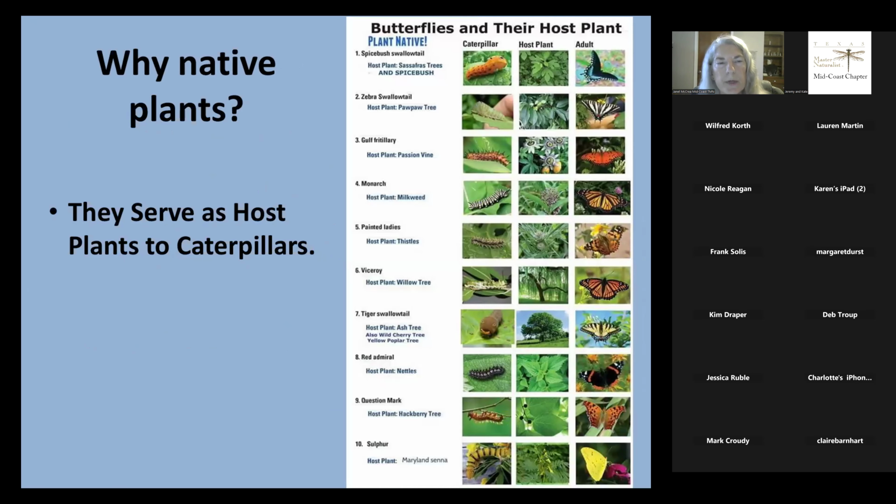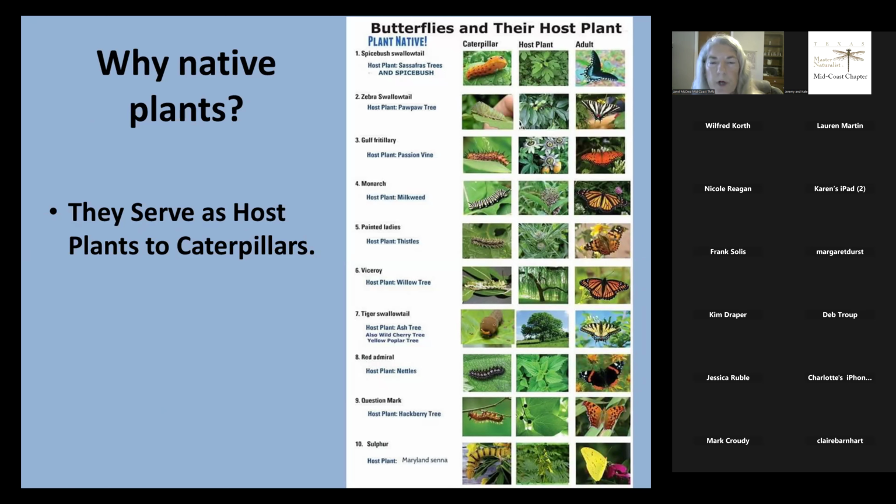So another reason we want native plants is because they serve as host plants for our caterpillars. Now, host plants are the same thing as larval plants, and so that's the plant that the butterfly lays its eggs on, and then the caterpillars, when they hatch out of the eggs, it's the plant that they need to be able to eat, to live. A lot of these caterpillars are mostly all specialists, and so they only need a special plant.